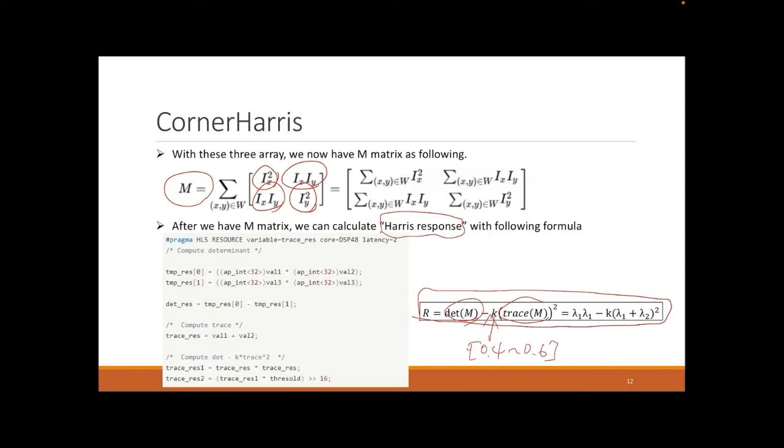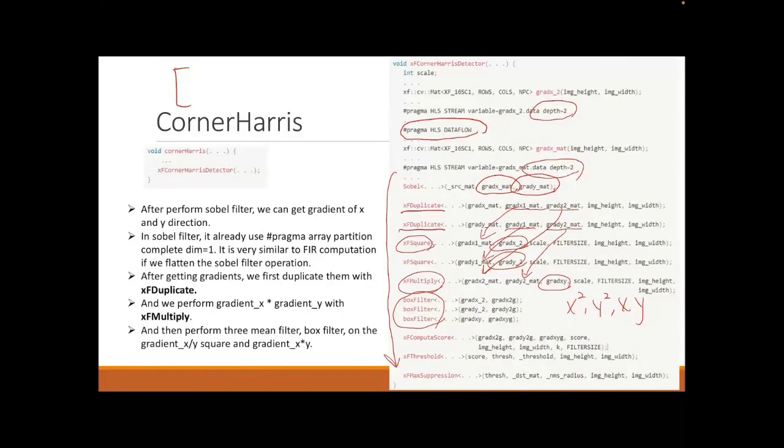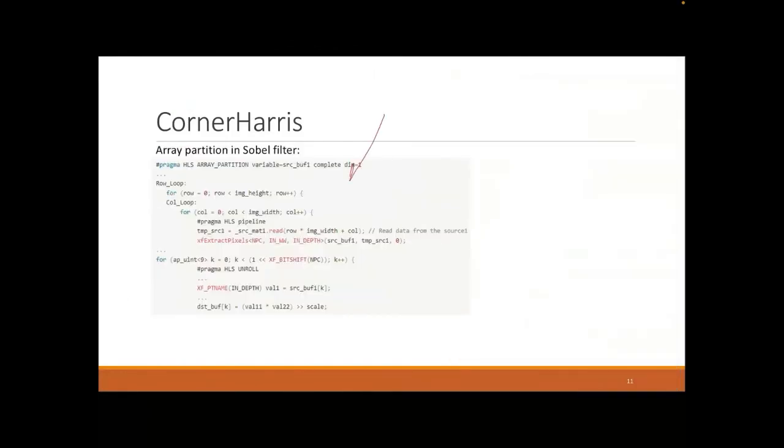Okay, back to here. One thing to notice in this pragma is that we do the array partition on the source buffer 1. How can we do this? We first read the entire matrix into a buffer, and then we use this buffer to perform the operation we want.